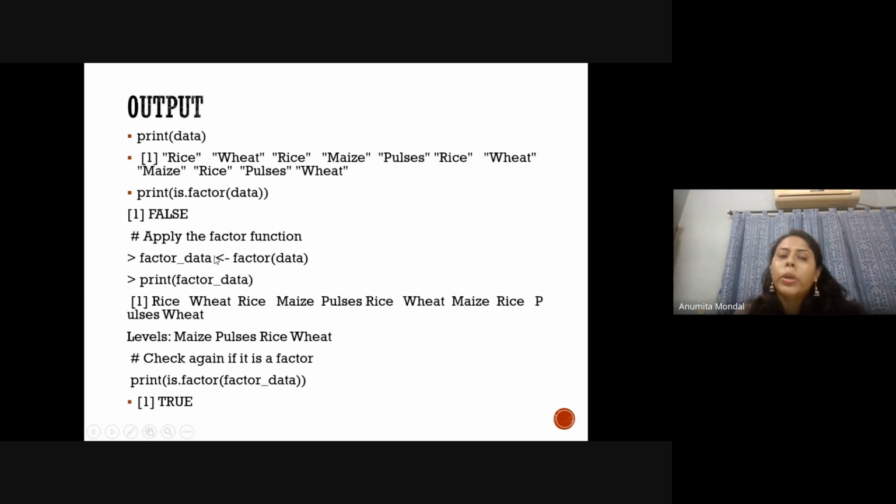And then for factor data, we just transform the data according to factor. So just write factor and the data. We can see that the output is different now from the first case. In the first case, the values are written in categorized form, between double quotation marks. In this form, the values are written in factor form, and there are labels. Labels mean which types of variables are included. In this case, there are 4 types of variables: maize, pulse, rice, and wheat. And again, if I want to check whether the data is a factor or not, we print it, and we can see the TRUE answer, that it is already converted to factor data.